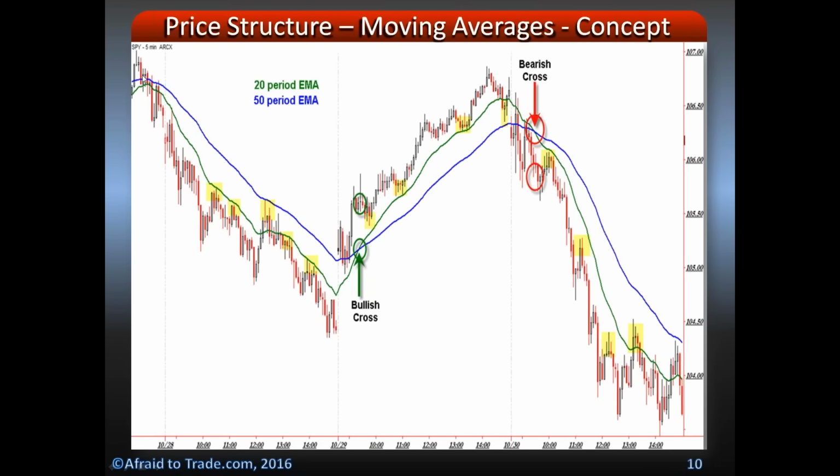Here's an example. So again, downtrend, 20 and 50, green going down, and we have the EMAs cross. This is called a bullish crossover. It's the same point that the market goes higher high, higher low, higher high. And of course, what you want to do in this environment are these yellow highlights.